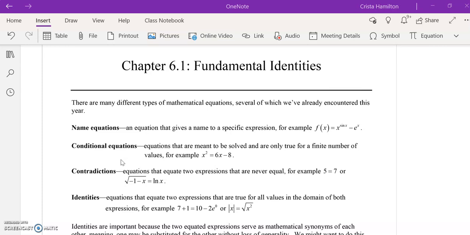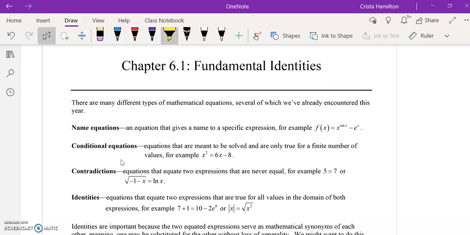Now, before we can get to simplifying, we do need to talk about what identities are and what's important about them. And we're going to identify some basic ones that you should already know, but that you definitely want to put in your memorization folder of things that you should know going on to calculus next year.